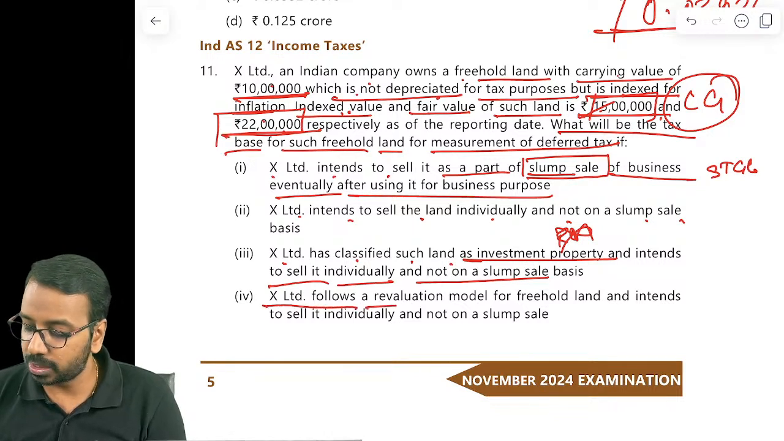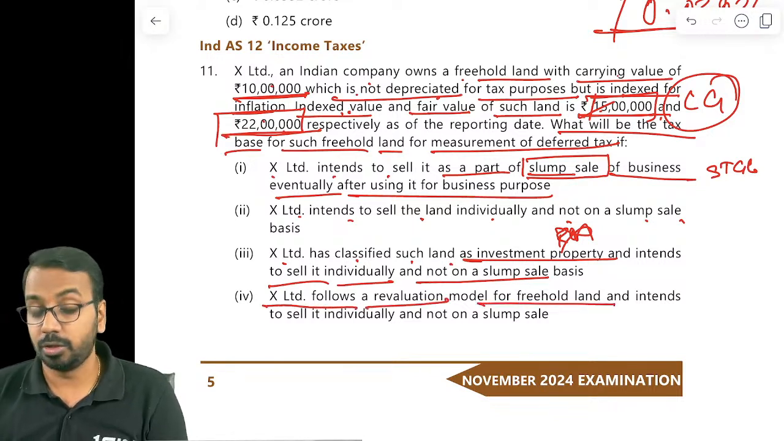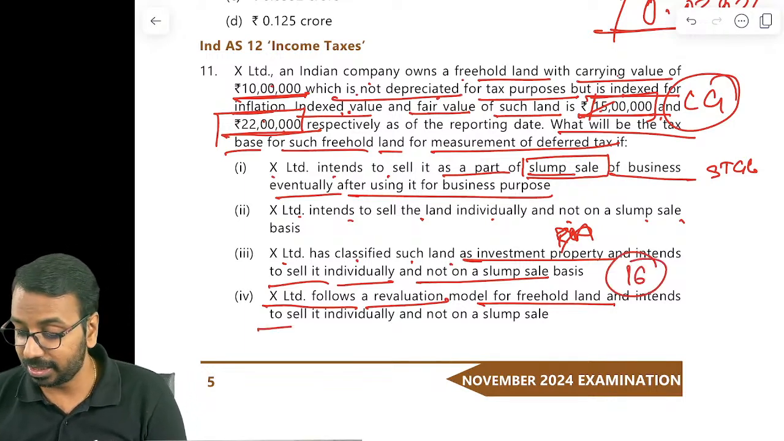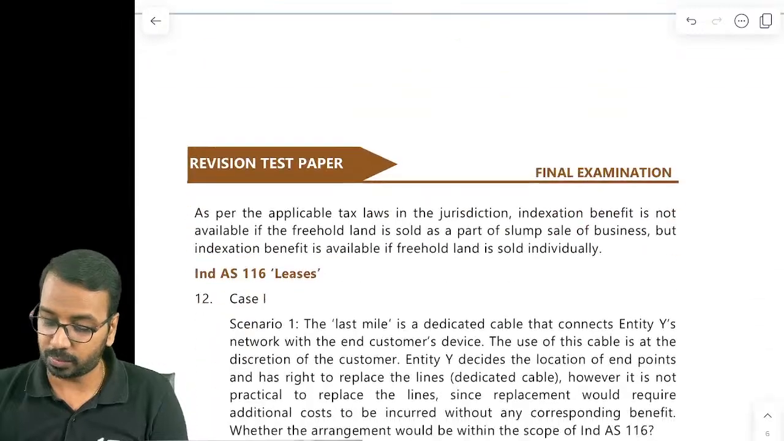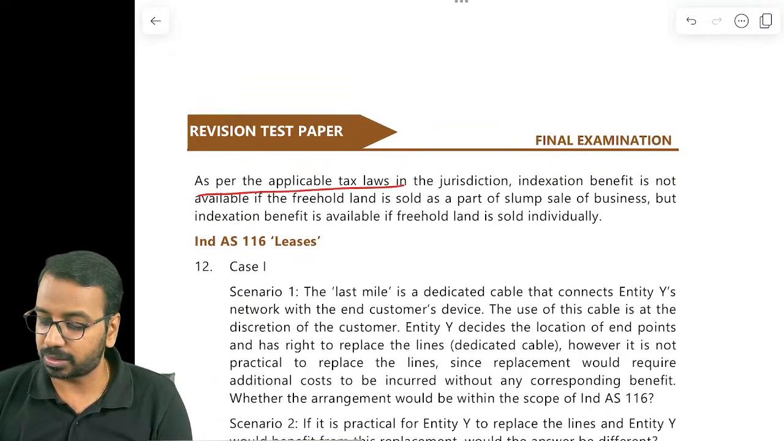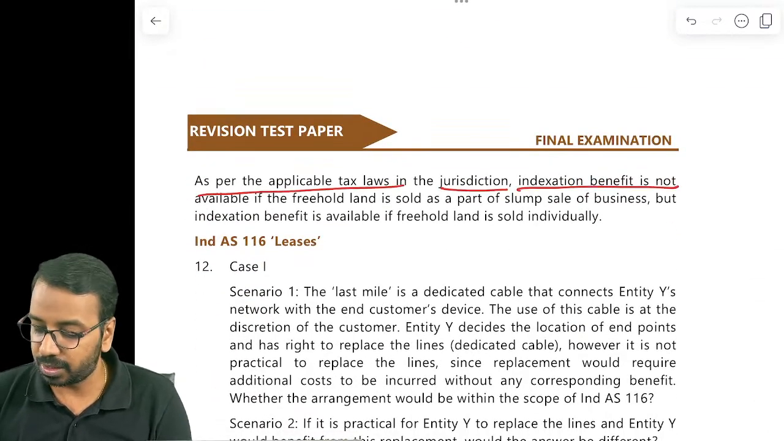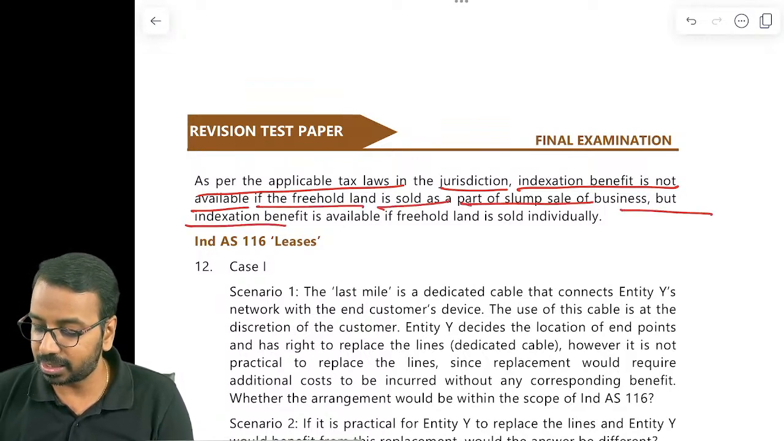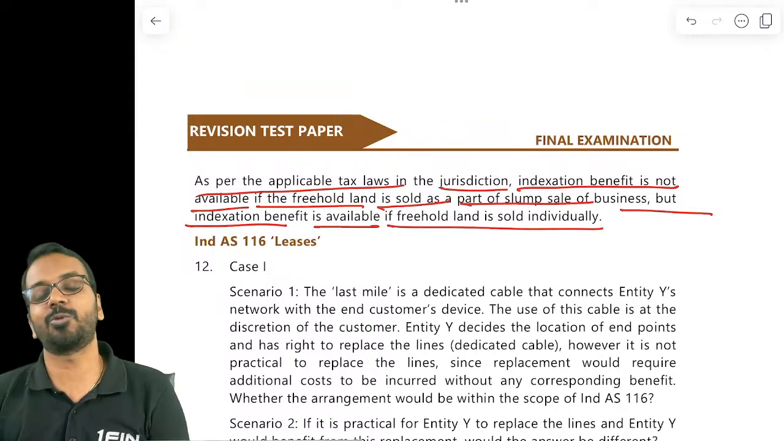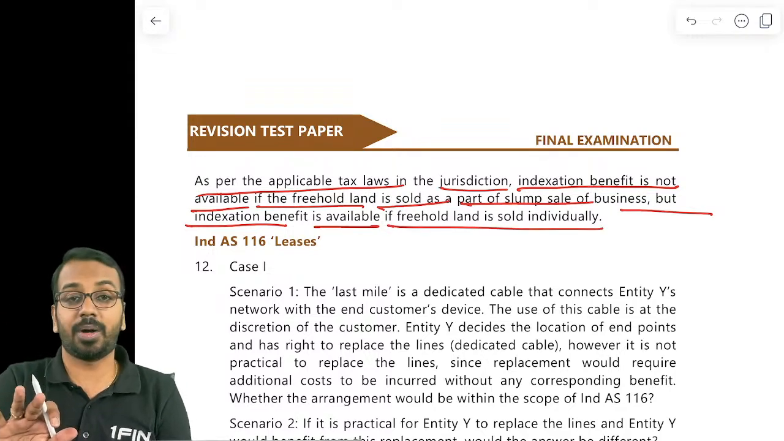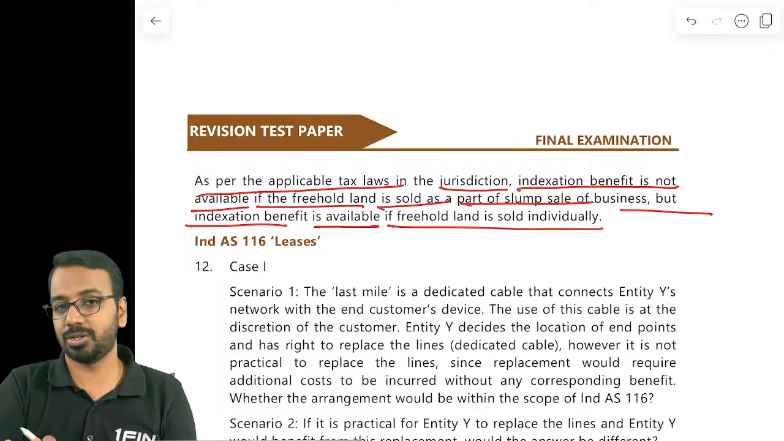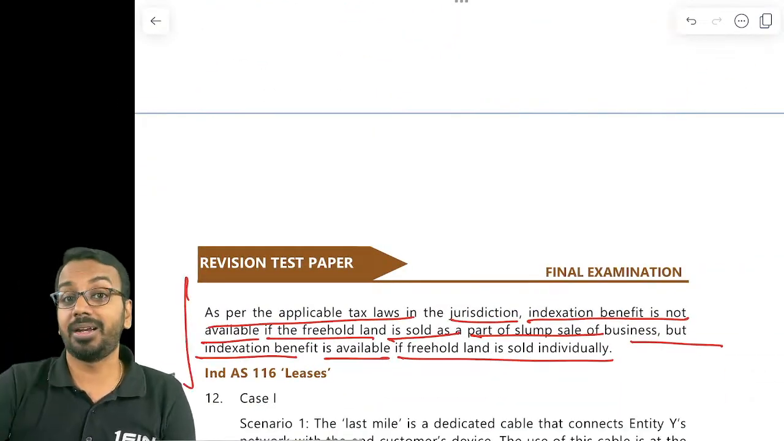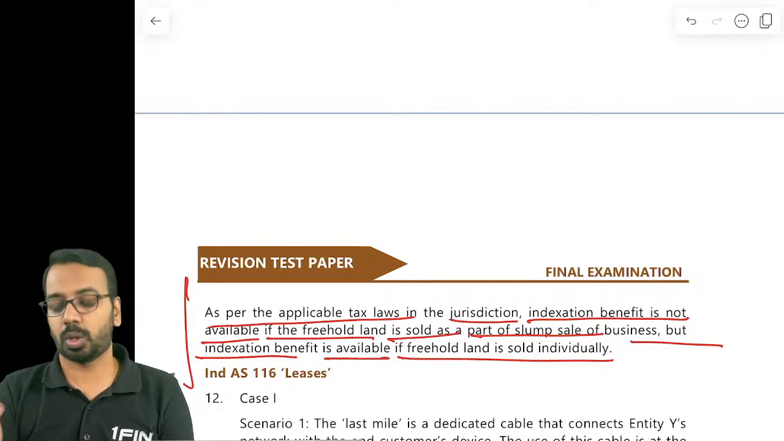X Limited follows a revaluation model for freehold land. You may say, sir, how revaluation for freehold? You are applying Ind AS 16 and intends to sell it individually and not on a slump sale basis. As per the applicable tax laws in the jurisdiction, indexation benefit is not available if the freehold land is sold as a part of slump sale, but indexation benefit is available if freehold land is sold individually. If you take it as a slump sale, it is a short-term capital gain. There is no indexation. We learn this in income tax also. If this was not given, you should have applied the relevant knowledge of income tax and solved the question.